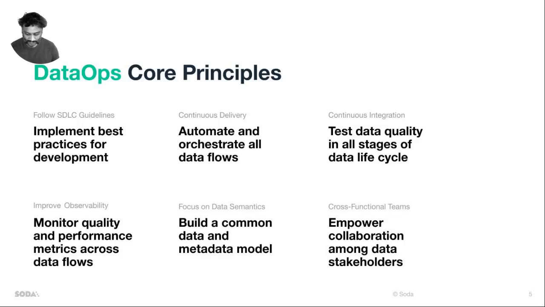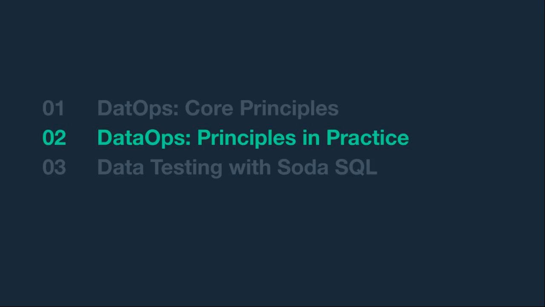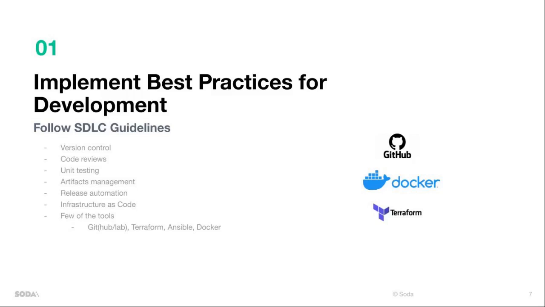So you can deliver all this data, and then you convert that into information, but that needs to be consumed by humans at the end of the business, and then increase the collaboration among the stakeholders. So how do we apply these principles in practice? I'll go through one by one. The first one, as I talked about, is implement best practices for development.